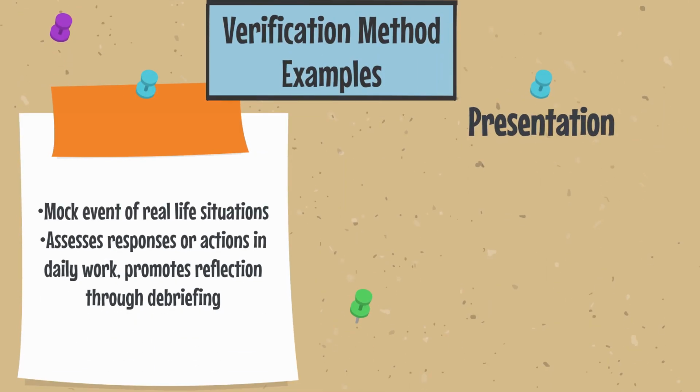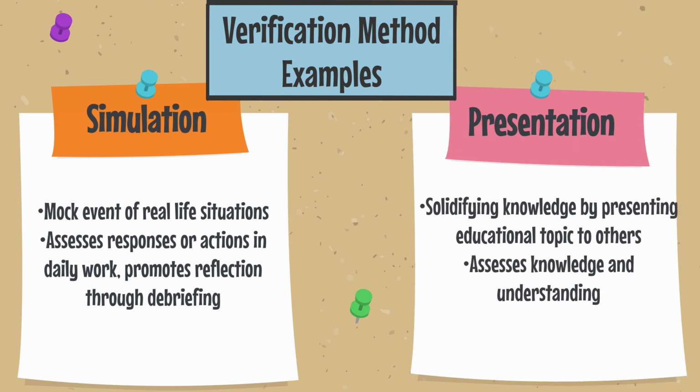The fifth example is simulation. Simulations are mock events of real-life situations. They assess responses or actions in daily work and promote reflection through debriefing. The sixth example of verification methods is presentation. Presentation is the solidifying of knowledge by presenting an educational topic to others. This assesses knowledge and understanding.